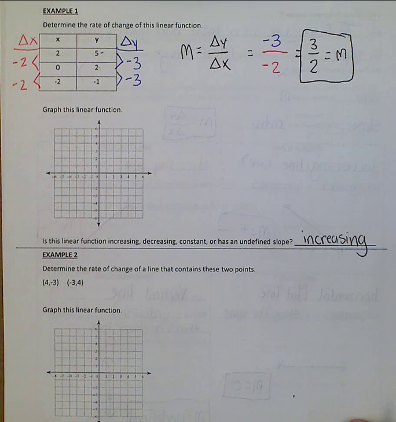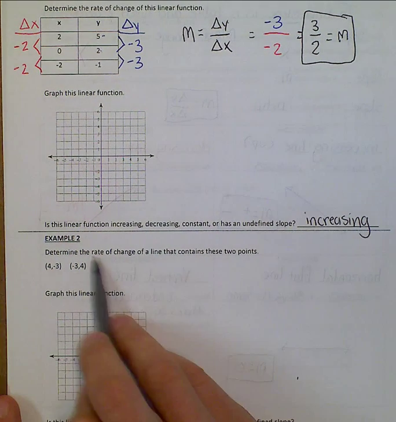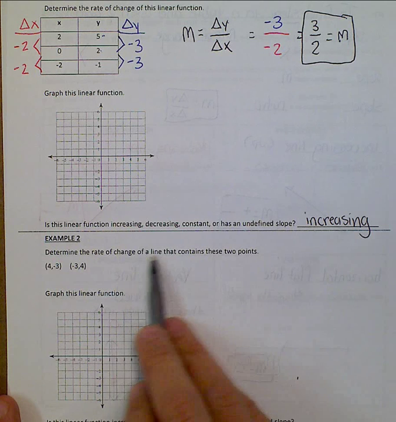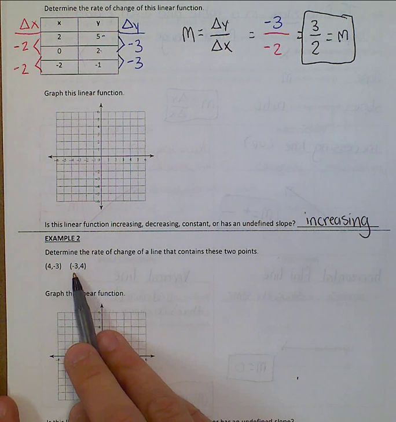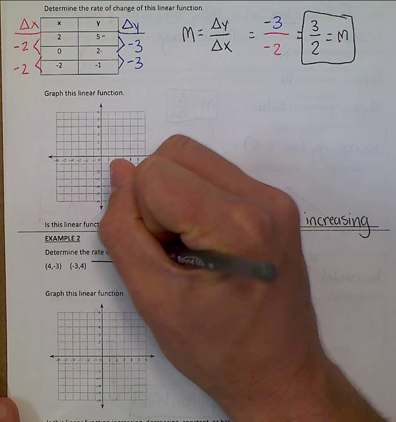And then for example 2, I'm just going to set you up, and then you're going to determine the rate of change of the line that contains these 2 points. So thinking about the second part of the goal. Here's 2 points. I want you to determine the rate of change. I want you to determine the slope.